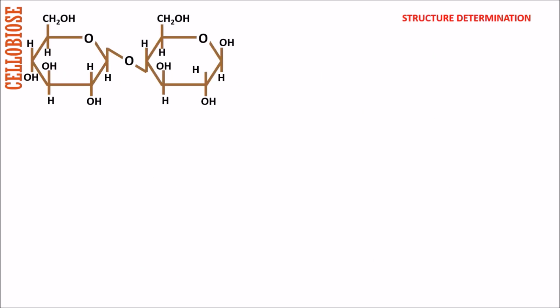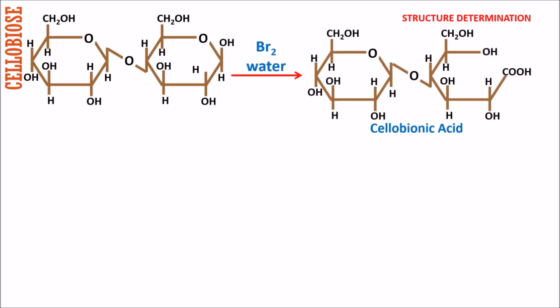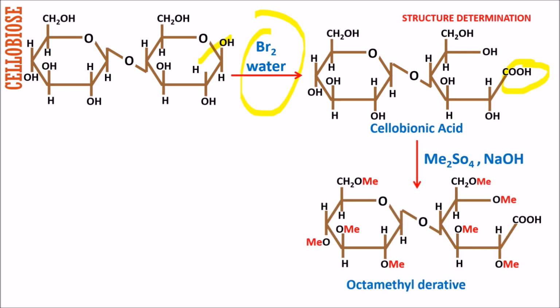Now let us see the structural determination of cellobiose. Cellobiose, after oxidation in presence of bromine water, forms cellobionic acid. Here the ring opens and the open chain structure containing one COOH group is formed, which is known as cellobionic acid. Cellobionic acid, after complete methylation, forms octamethyl derivative.